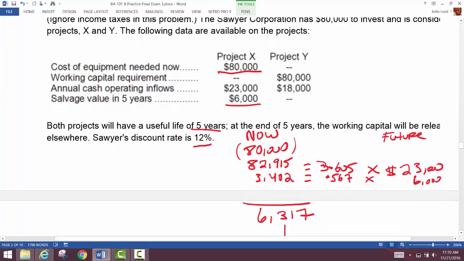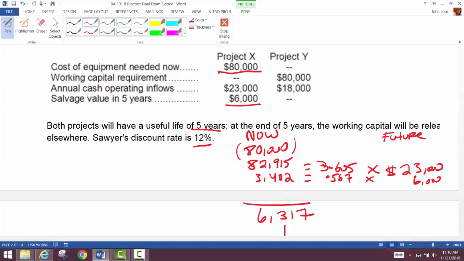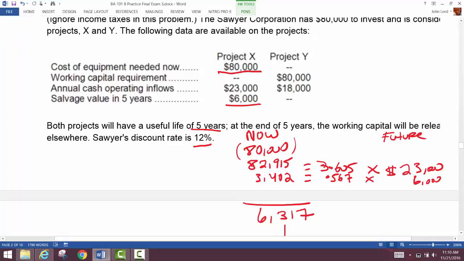So I'm going to go ahead and do project Y up here so we can just grab the numbers right off the table here. So that was project X. So now we're going to do project Y over here. Okay. And so what happens? Now, we have this working capital requirement of 80,000. And, you know, the way I would look at a working capital, in fact, this problem is pretty good in that it didn't give me a salvage value.